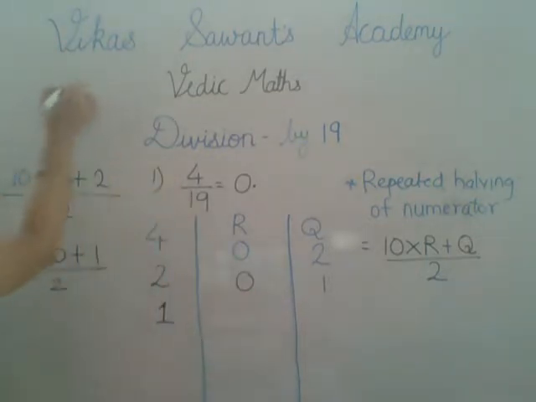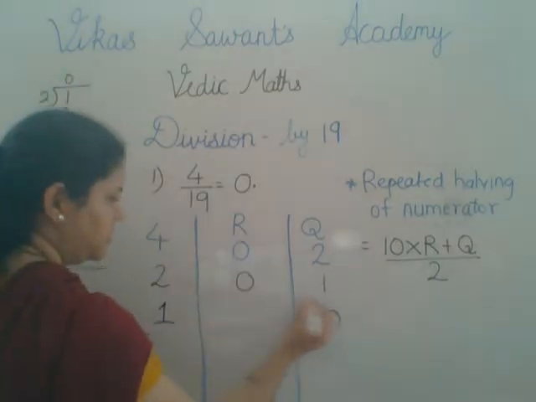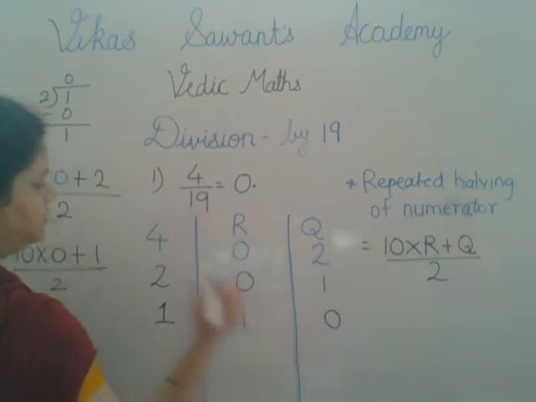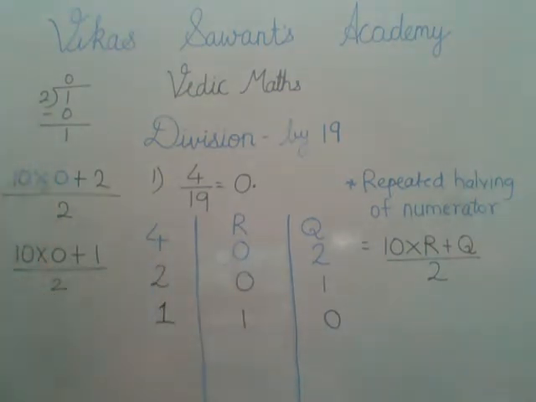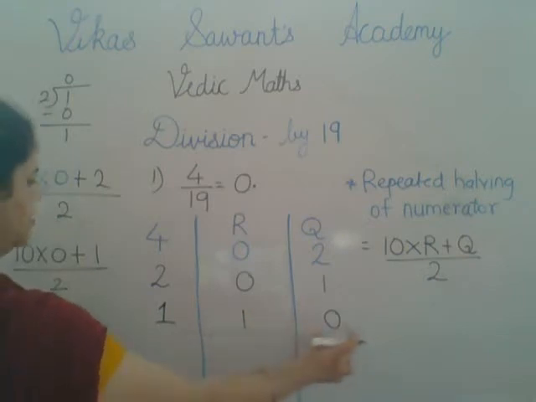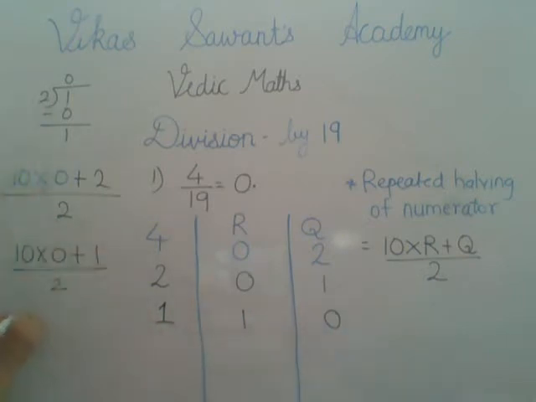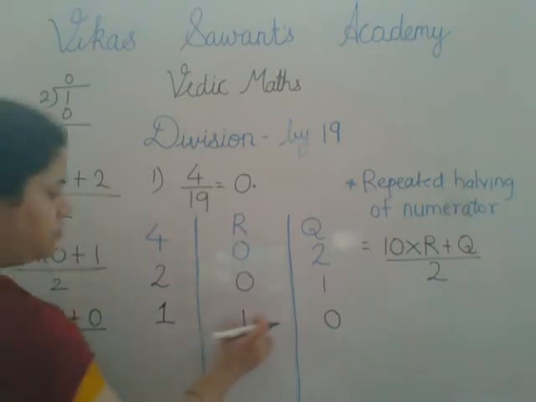We are dividing 1 by 2. 2 zeros are 0. What do we get? Quotient as 0 and remainder as 1. Just for understanding I am telling, this is just for understanding what we are doing here. Then now the remainder is 1 and quotient is 0. Put it in the formula again. So 10 into remainder 1 plus quotient 0, upon 2.